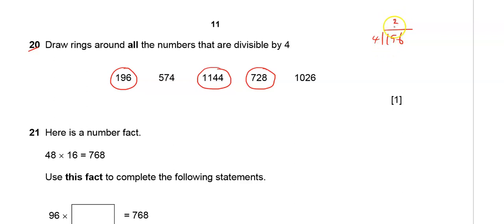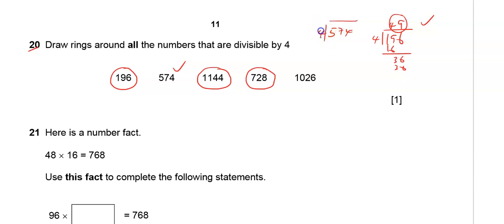4 into 19 gives 4, 4 times 4 gives us 16. 19 minus 16 you get 3, bring down 6, 36. So this number is divisible by 4. What about this number?